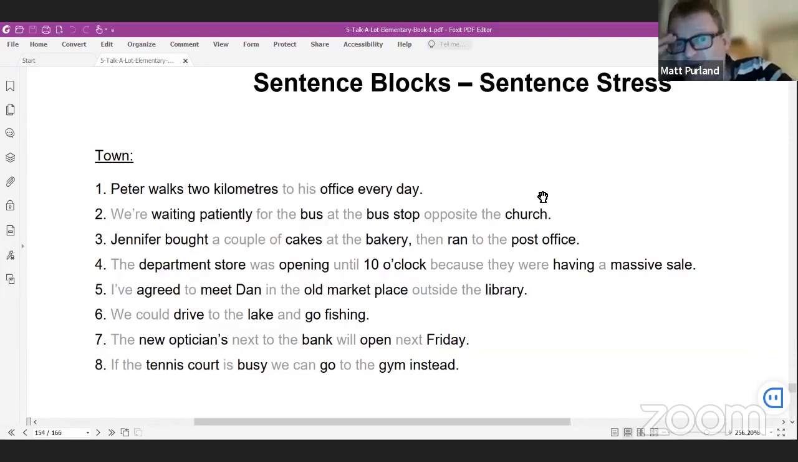Yeah, let's do it. Use it for sentence stress. Do it together with the sentence blocks so they say it correctly. Yeah, we could drive to the lake and go fishing. Wicked. You don't need any more than that for function words. We could drive to the lake and go fishing.